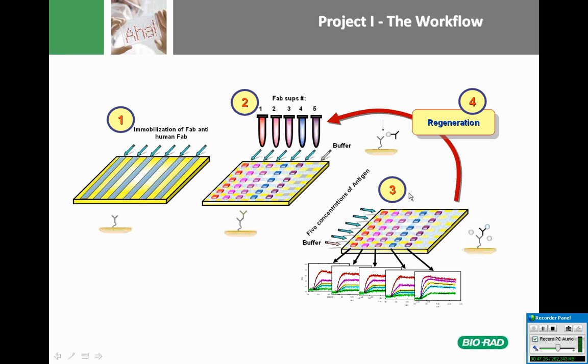In the 3rd step, the microfluidic channel is changed to the Analyte direction, and 5 concentrations of antigen are injected over the captured Fabs to determine the kinetic binding constants. So this is a classical one-shot kinetics analysis. And after the kinetic binding sensograms are collected, there is a regeneration step to remove the antigen and the Fabs from the capturing Fab in order to capture now Fabs number 6 to 10 and so on.